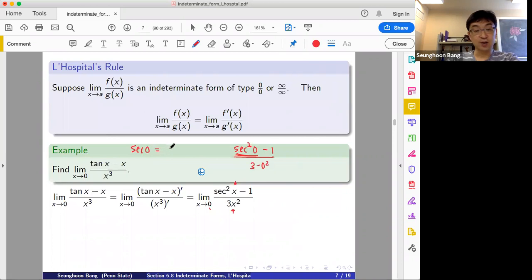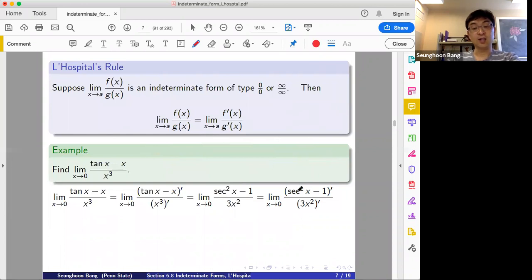Yeah, secant of 0 is exactly 1 over cosine of 0. You can use the identity: cosine of 0 is 1, so the answer is 1. You can plug 1 into here. We have 1 squared minus 1 over 0, which is 0 over 0. What does it mean? You can use L'Hopital's rule again.